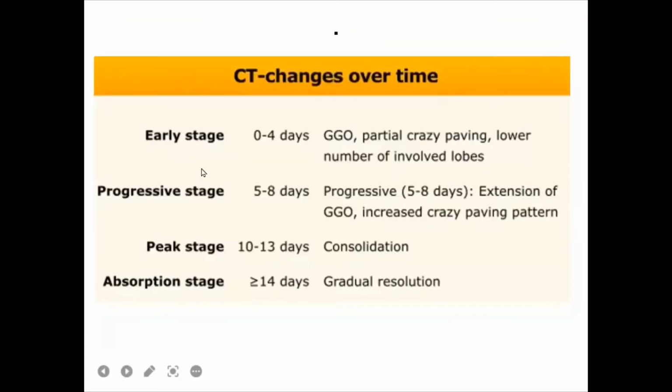These are the changes during 0 to 4 days. You can see GGOs and other patterns also. And as the disease progresses, you can see that these ground glass opacities or consolidated patches start extending and involving various lobes. Then on day 8 to 10, you will see that the tissue starts to solidify, or consolidation starts appearing. And the last stage is the absorptive stage, in which all these changes disappear.